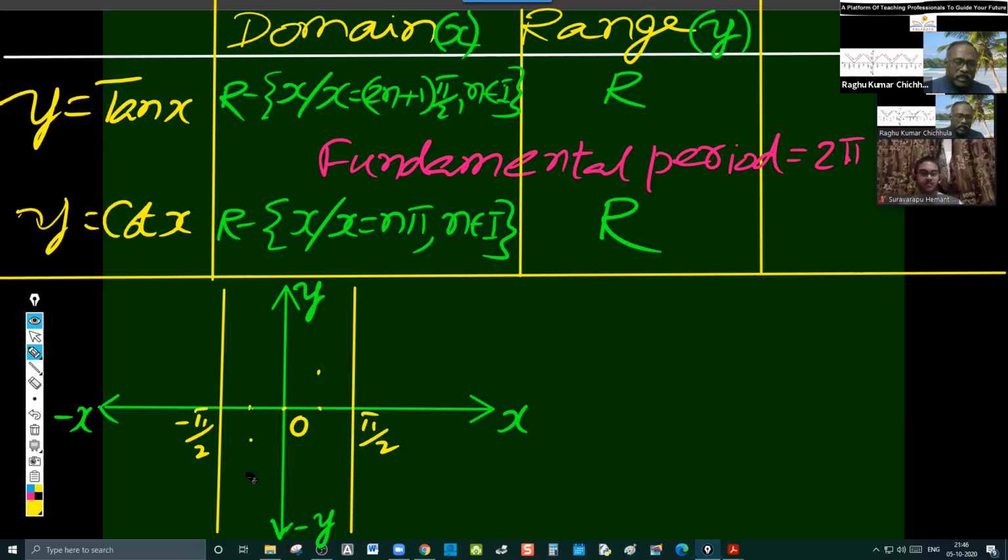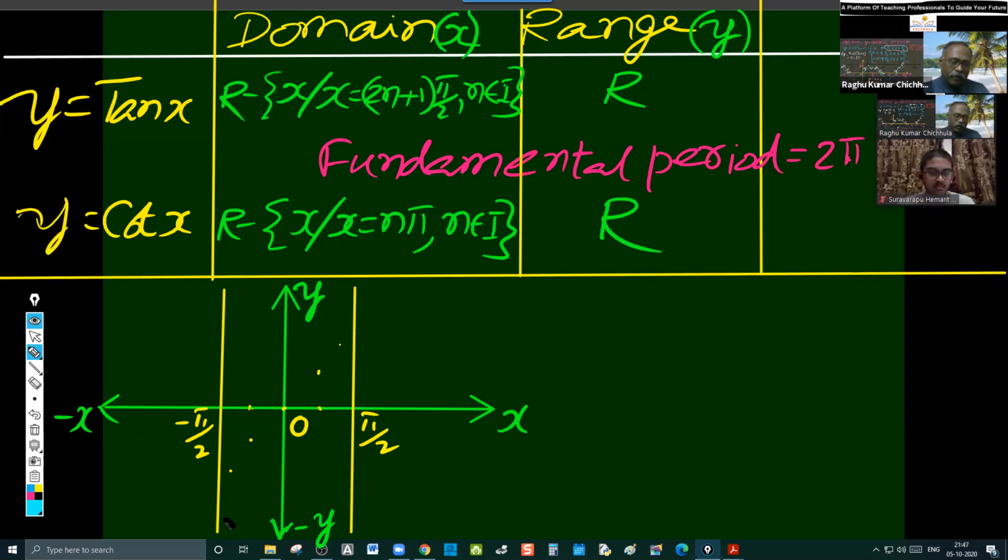So, only these points we know. And the rest of the points also we know. For 60, we know root 3 will be there. For minus 60, minus root 3 will be there. So, the graph of it will go like this.